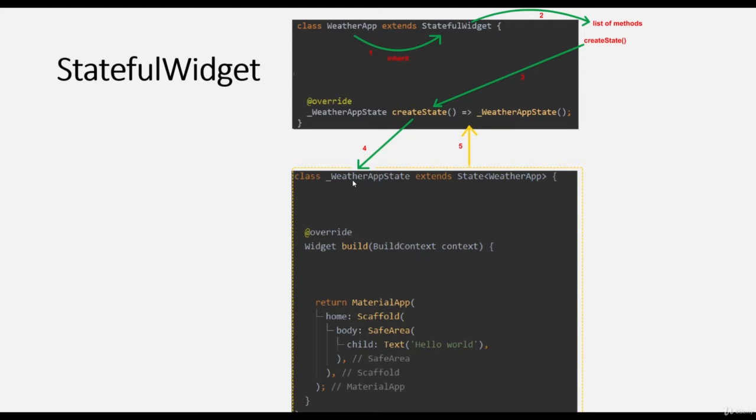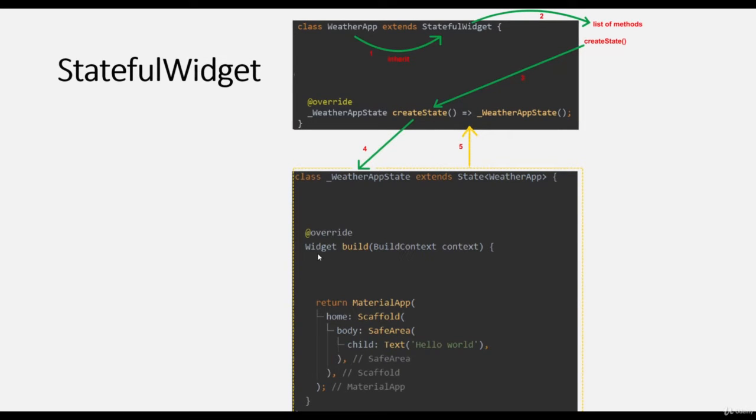Also here in this line, we notice that this class, underscore, means it's a private class. Underscore weather app state extends state. This state class is responsible for checking if there is any update on the screen. So that's what it does. And here we have the widget build function, which is part of this state class. We override it. So whenever this function is called, it's going to create a new widget.